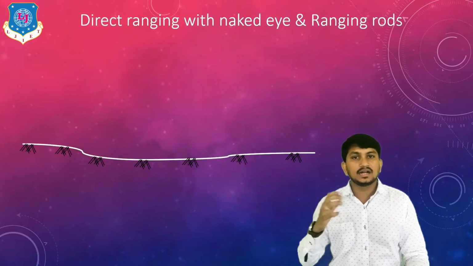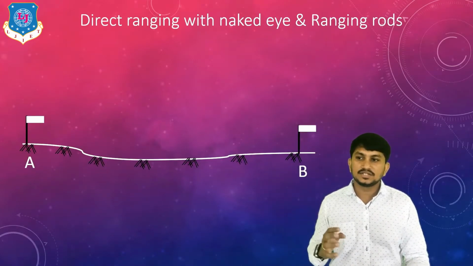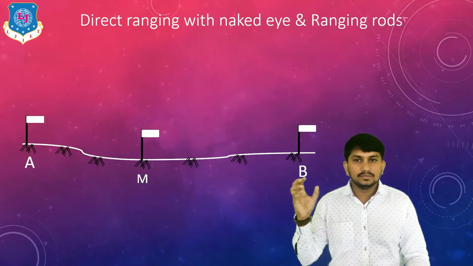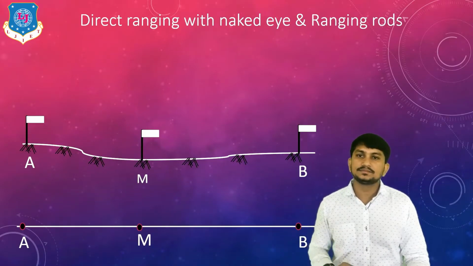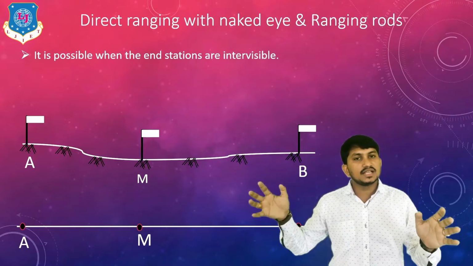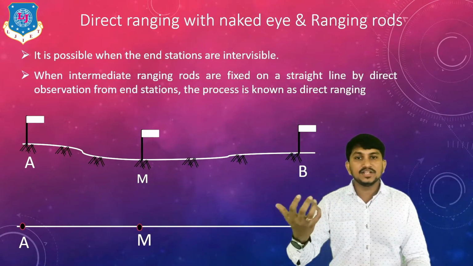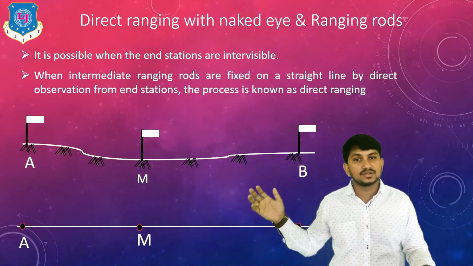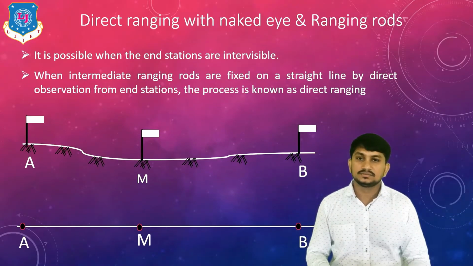Suppose there is one ground or one survey line. There is a station A, this is station B, and we have to find the station M on the straight line between the two endpoints. This direct ranging is possible when the stations are intervisible and when intermediate ranging rods are fixed on a straight line by direct observation from the end stations like A and B. It is called direct ranging.